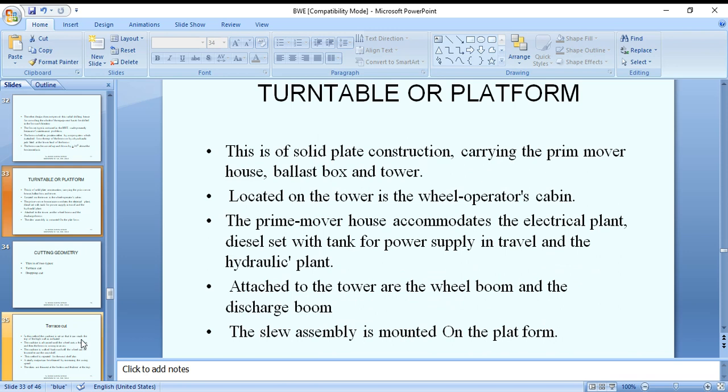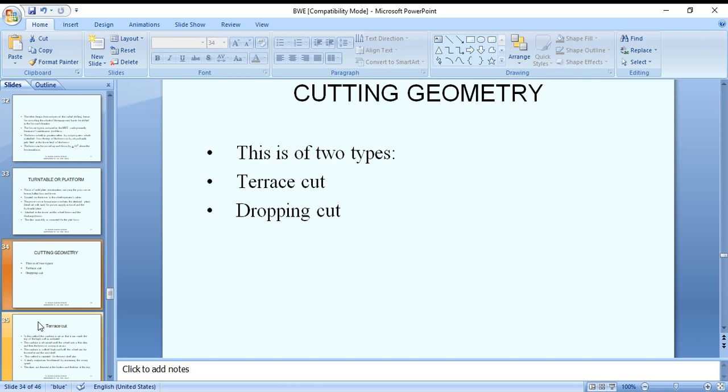Turntable. What is meant by the turntable or platform role in the bucket wheel excavator? This is a solid plate construction carrying the prime mover house, ballast box, and tower. Located on the tower is the wheel operator's cabin. The prime mover house accommodates the electrical plant, diesel set with a tank for the power supply in travel, and the hydraulic plant. Attached to the tower are the wheel boom and the discharge boom. The assembly is mounted on the platform. So this is the basic function.